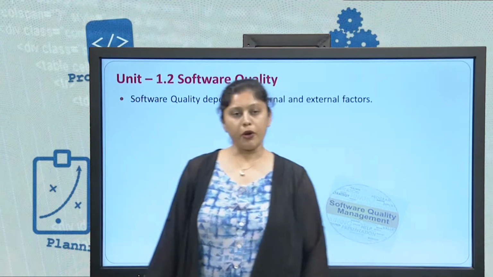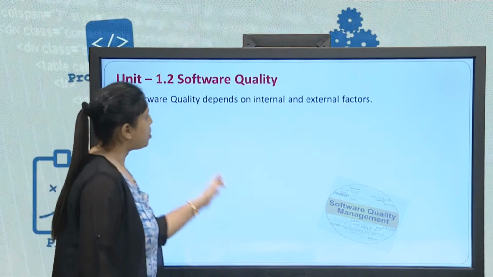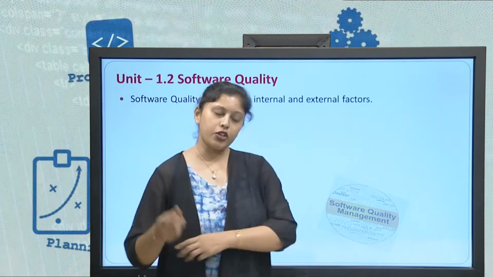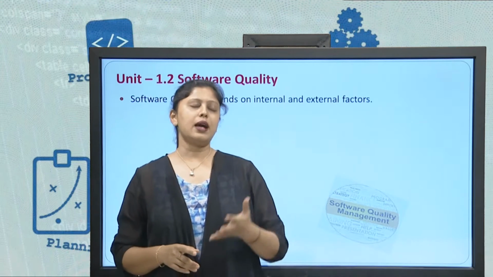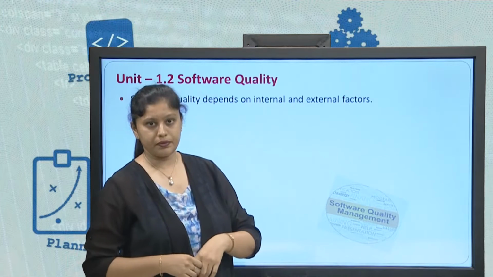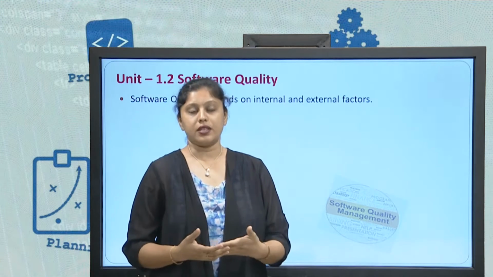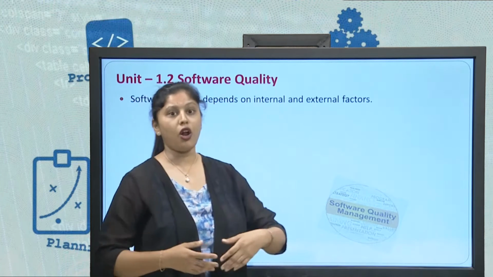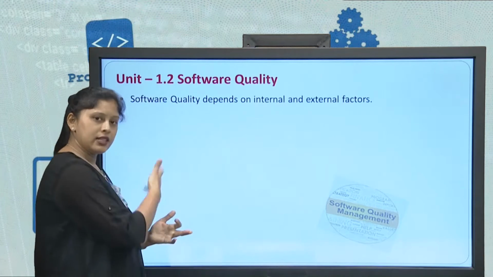First, unit 1.2 is about software quality, all right. Software quality depends on internal and external factors, all right. Just like your cloth quality depends on internal factor and external factor. For example, if you are wearing some cloth, all right, that cloth, from where you bought it and what kind of cloth it is, is an internal factor. External factor, when you wash it, do you wash it very roughly or maybe you are always doing a dry clean, right. So, that is what is internal and external factors.